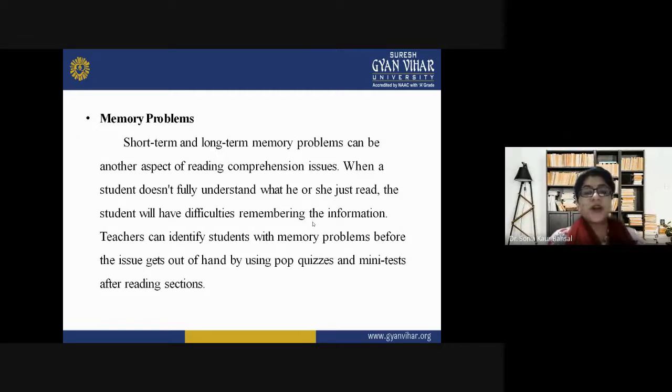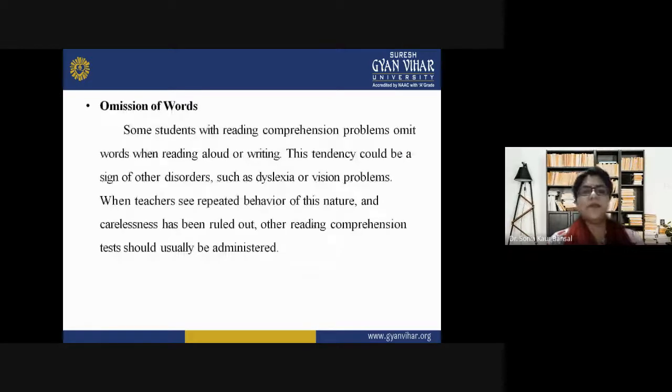So teachers can identify students with memory problems before the issue gets out of hand by using pop quizzes and mini tests after reading sections, just to retain the vocabulary in their minds. Then omission of words. Some students with reading comprehension problems omit words when reading aloud or writing. They do not include some words. This tendency could be a sign of other disorders such as dyslexia or vision problems. So when teachers see repeated behavior of this nature and carelessness has been ruled out, other reading comprehension tests should usually be administered.